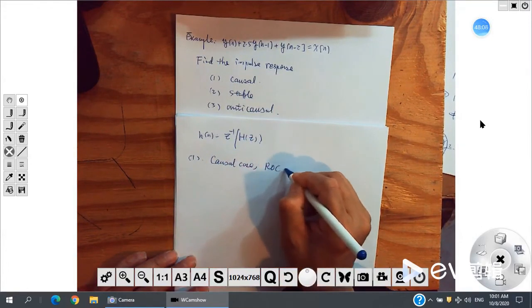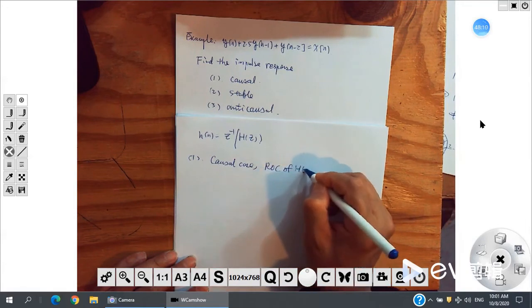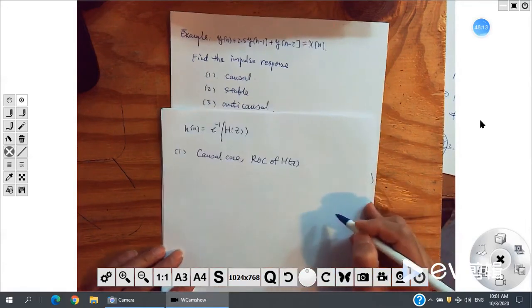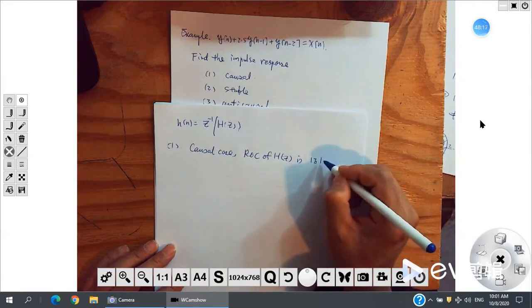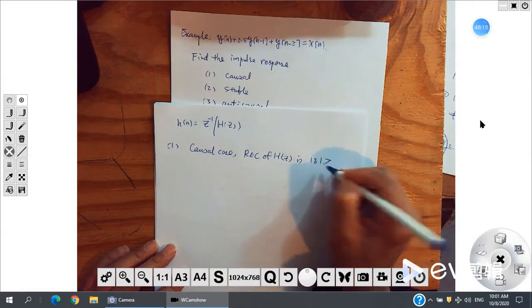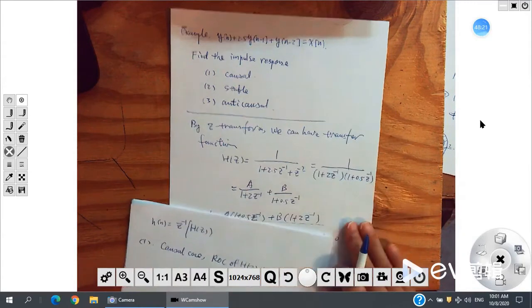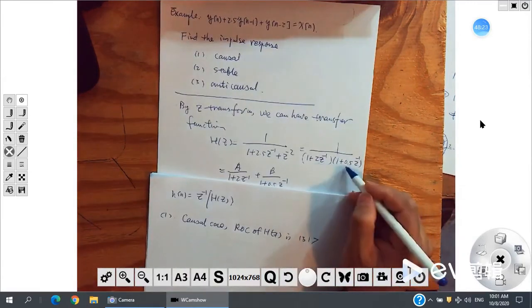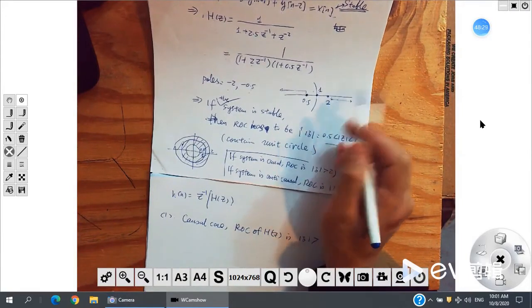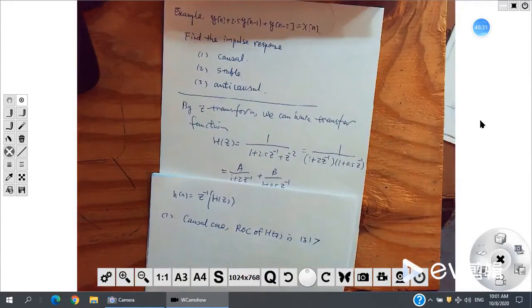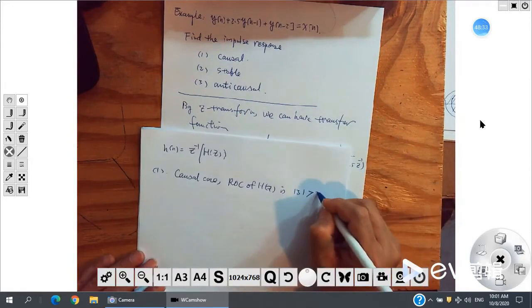RC of h. Yeah, you need to explain which RC. RC of h is |z| larger than something, because it is causal. Larger than what? You check the poles. You have 2 and 0.5, as we did before. So here, only larger than 2, right? That will be the case. Larger than 2.